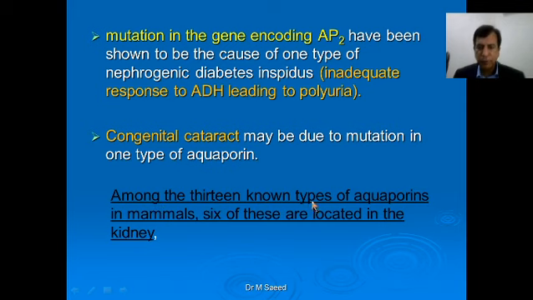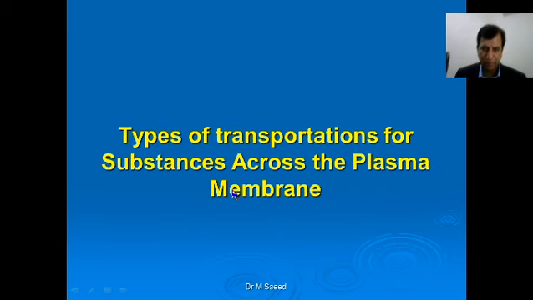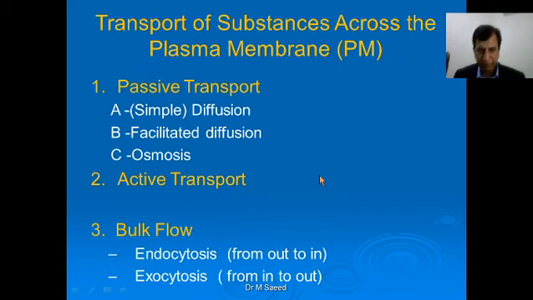Among the 13 known types of aquaporins in mammals, 6 of these are located in the kidney. Now, the types of transportation for substances across the plasma membrane. We divide it into 3 categories: passive transport, active transport, and when we want to transport something in bulk flow. Passive transport comprises simple diffusion, facilitated diffusion, and osmosis.